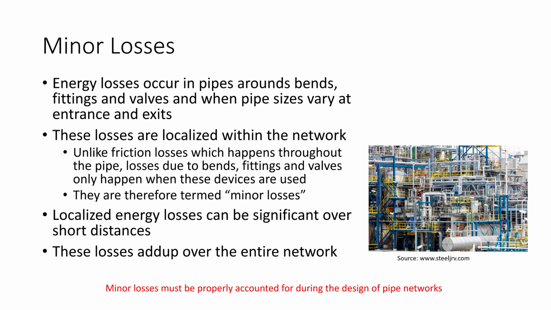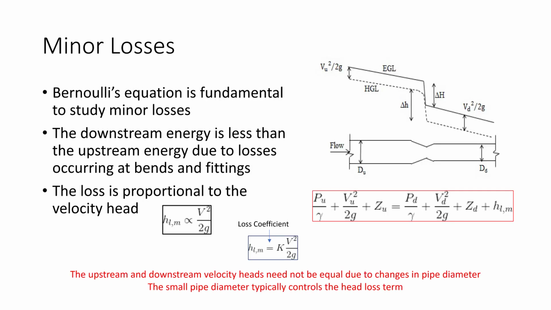But nonetheless, right around that bend, fitting, or even expansion or contraction of a pipe, there are going to be significant losses that have to be accounted for. These losses add up over the entire network, and if you have a lot of bends and fittings, they can contribute to a big chunk of energy loss within your system. So minor losses must be properly accounted for during the design of pipe networks.